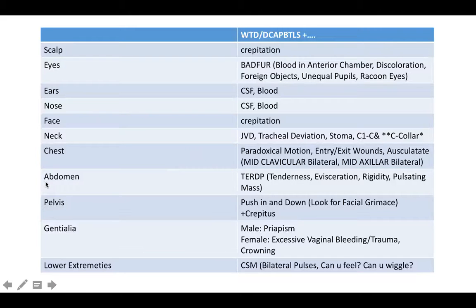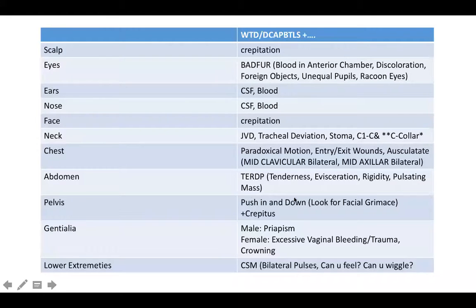Then you have your abdominal area. For your abdominal area, you're going to have the acronym TRUD-P. You're going to look for tenderness. Evisceration. Evisceration means guts hanging out of the patient. Rigidity and pulsating mass. Pulsating mass means something's throbbing in the abdominal area. That's a bad sign because that's probably the aorta about to pop.